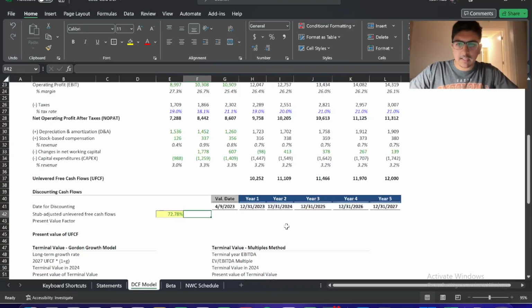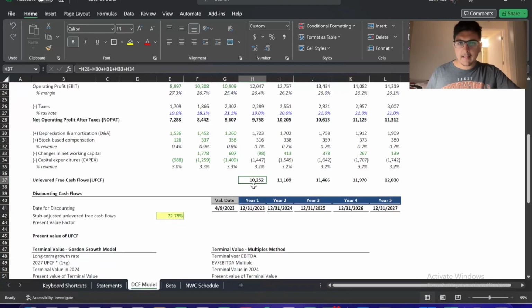Well, what we're doing is this is how much of the year is left for Coca-Cola to actually be generating future cash flows. So we calculated that Coca-Cola was going to generate $10 billion of free cash flows in the year 2023. But assuming that they generate cash evenly throughout the year, that means they really only have 73% of the year in order to generate these cash flows. And they're not compressing all 10 billion into the period after April 9th.